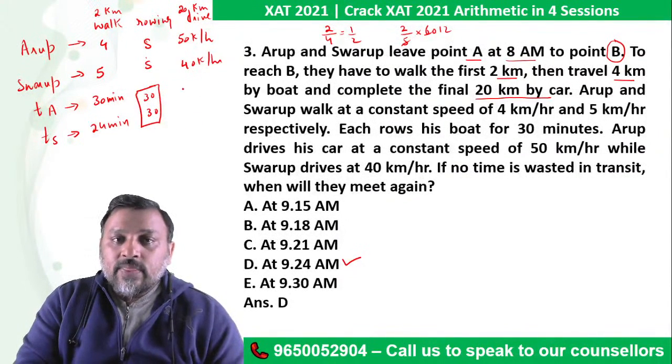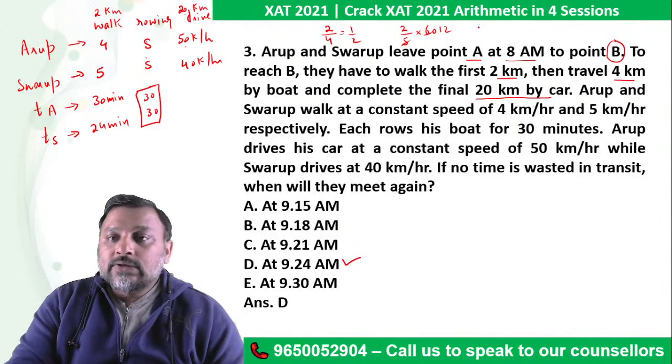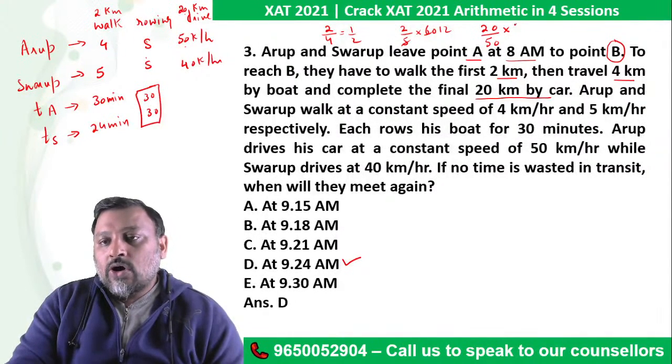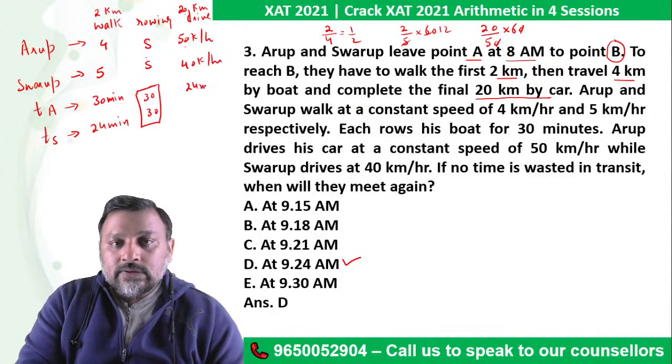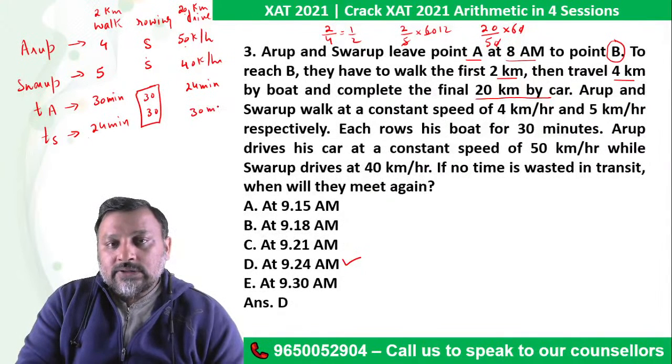Then this time would be how much? 20 is the distance and 50 is the speed. So time is 20 by 50 hours, or into 60 minutes. Okay, so this is 24 minutes. And similarly for Swarup, it will be 30 minutes. That is 20 by 40.